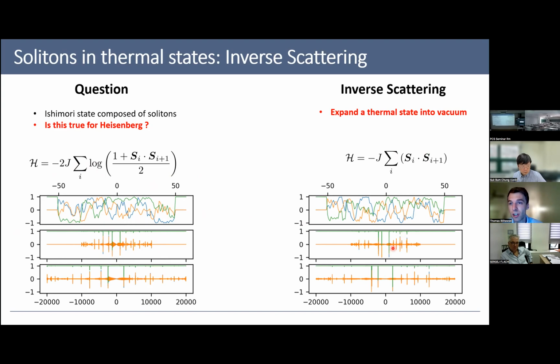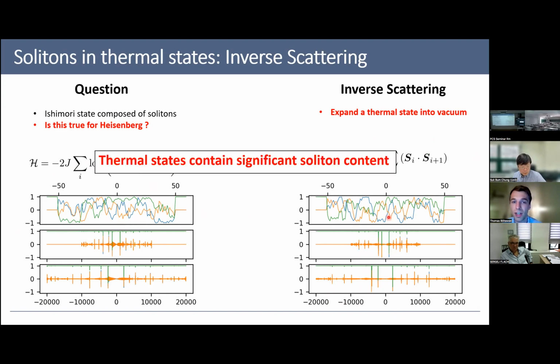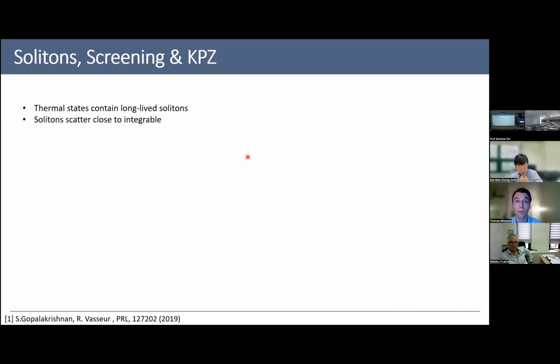So the Heisenberg chain in practice seems to have a very high overlap with well-defined solitons, in the sense of an inverse scattering map that can really separate them out and get well-defined solitons out of thermal states of the Heisenberg chain. So this seems to suggest that at least in some limit, the Heisenberg chain can be described as a gas of solitons, which then brings me to my last point.